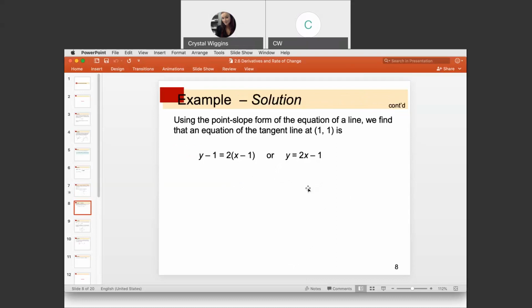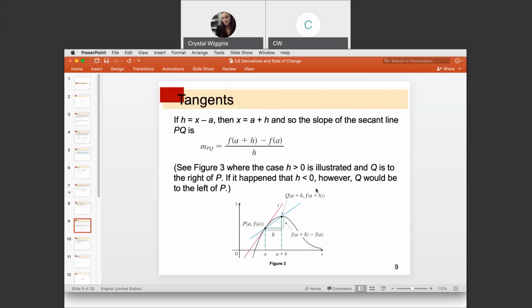Using point-slope form of an equation of a line, we can use the point (1, 1) and the slope of 2 in order to get the equation of the tangent line: y equals 2x minus 1. If h represents the step change between the x values, so going from 0 to 2 or whatever, then x is equal to a plus h. And so the slope of the secant line PQ can be found by the following.